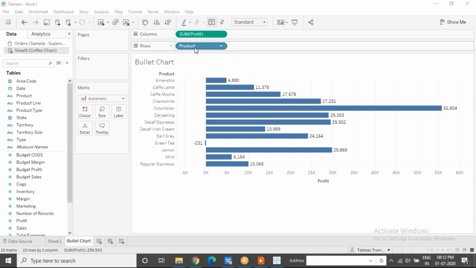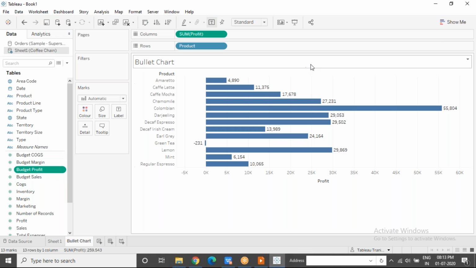So every product that is being sold by the coffee chain business, there is some profit associated with it. But for every product, the business has also given them a goal or a target that the product is supposed to meet or achieve. That target or goal is present in the field named budget profit. In some versions of coffee chain, it is called target profit. Both of them are the same. Now, I want to show the target, which is the budget profit, as a reference line over here. I would like to show the target as a reference line.